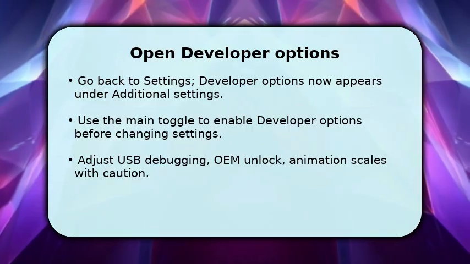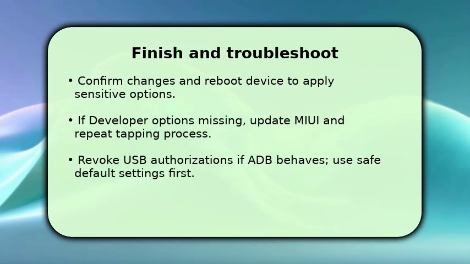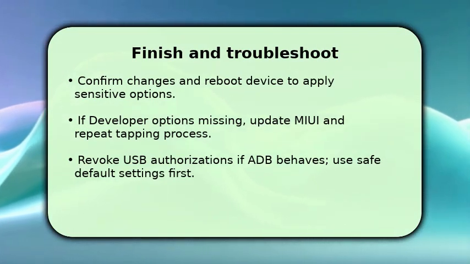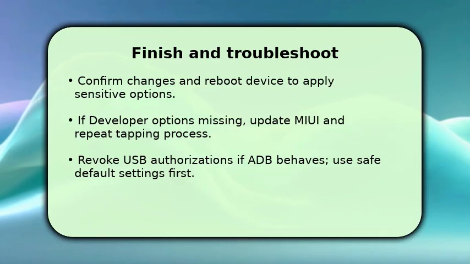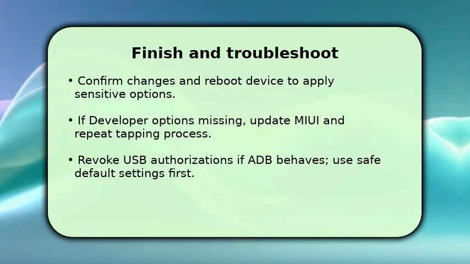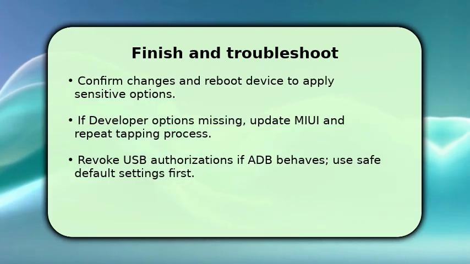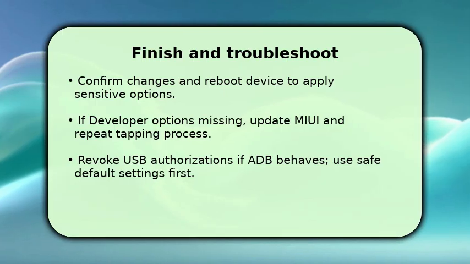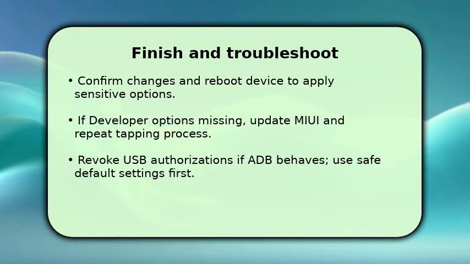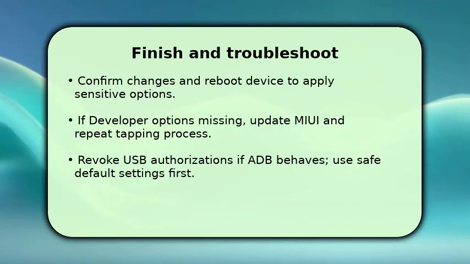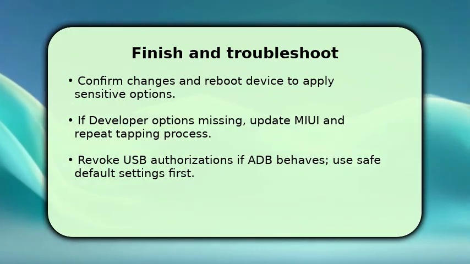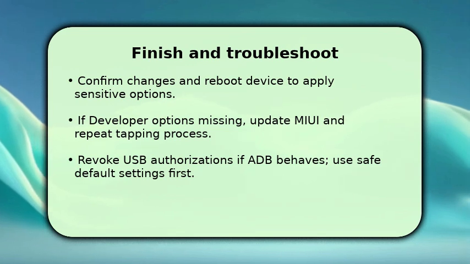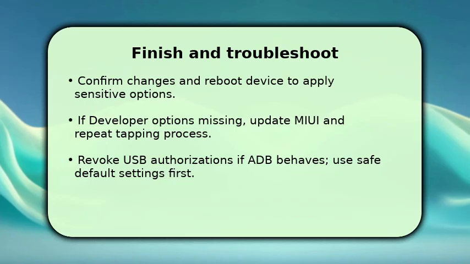If you rely on USB debugging, to finish, review your changes and reboot the Redmi so settings like OEM unlock take proper effect. If developer options didn't appear, update MIUI or restart and repeat the 7-tap sequence. Sometimes carrier or enterprise profiles hide it. If USB debugging won't connect, revoke USB authorizations in developer options and reauthorize the PC when prompted. Make sure to return risky toggles to safe defaults when finished. That troubleshooting tip saves time. Restart and retap, update MIUI, then retry authorization to resolve most issues.